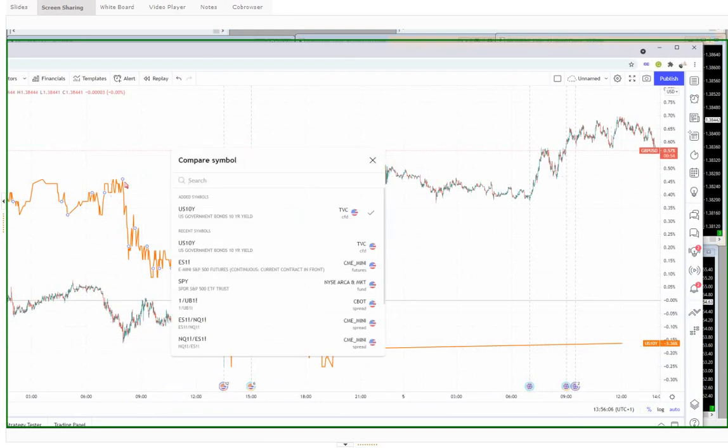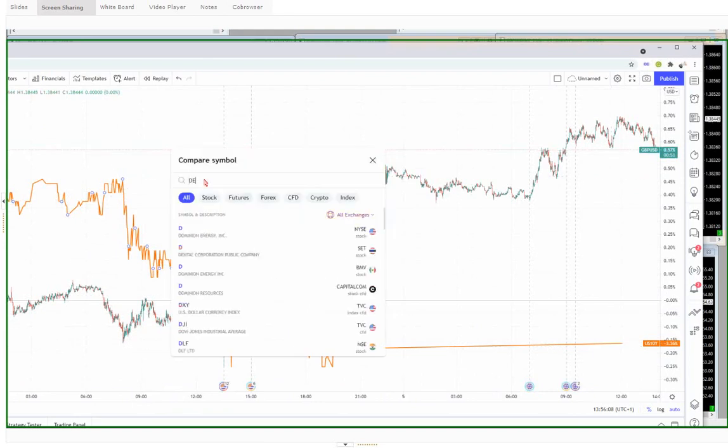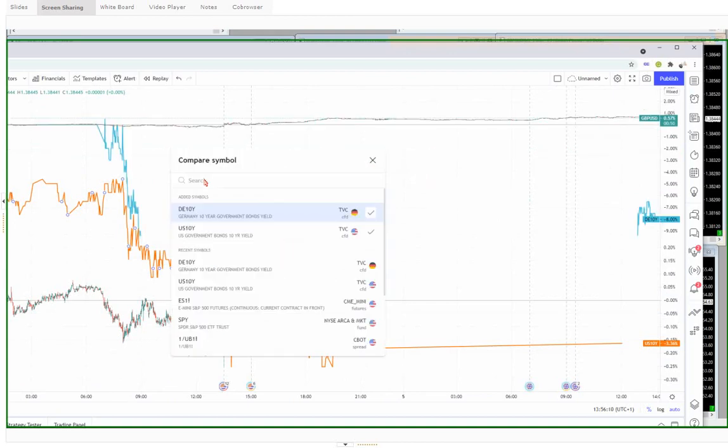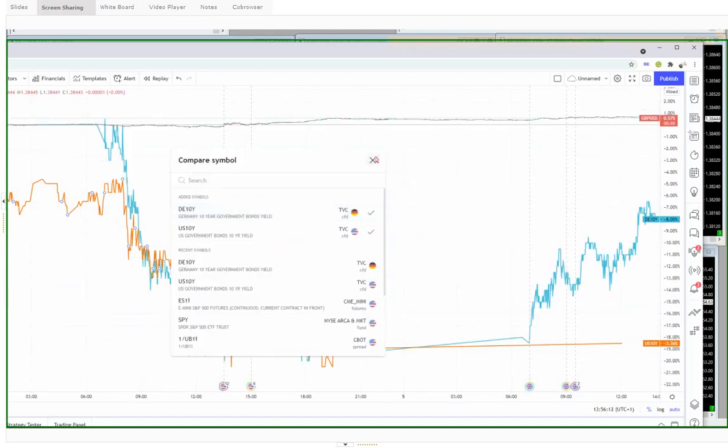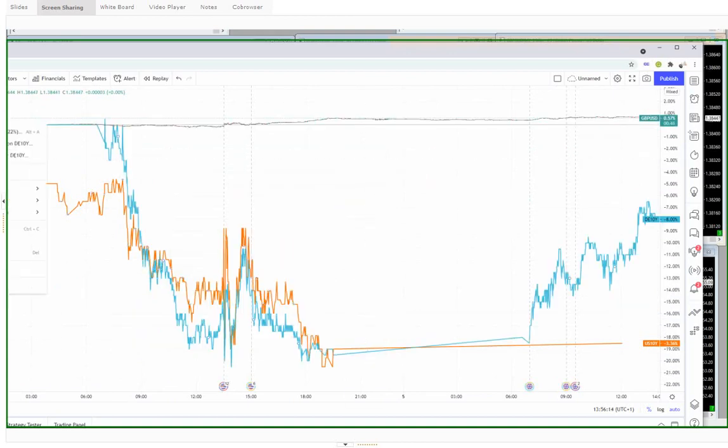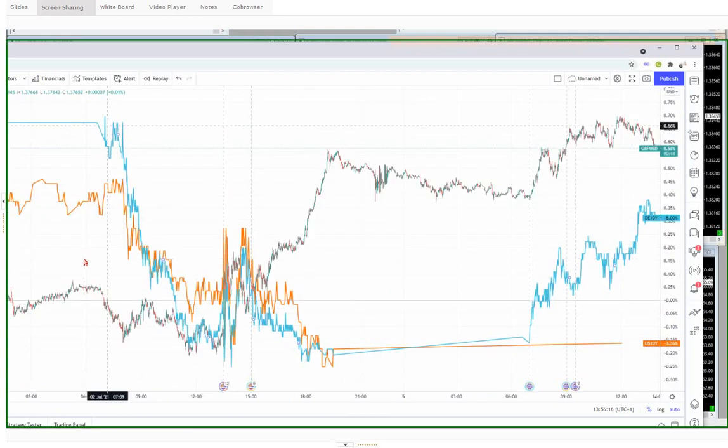What else do we do if we're trying to figure this out? We can look at the German 10-year. We can see when the German 10-year works and when it doesn't. And again, you can see exactly the same thing happening in the background. You can see the German 10-year starts in here, and it finishes in here, and it starts again here, and so on and so on. So you can see the German 10-year has been working perfectly fine this morning.